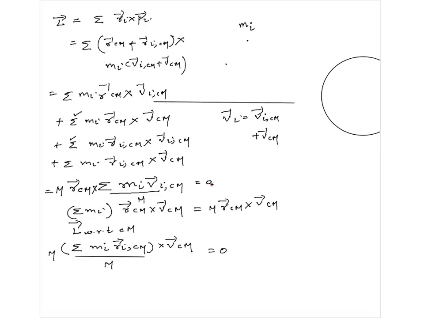So we are left with only two fellows. One fellow is showing us the translational behavior, which is M RCM cross VCM, and the other fellow is telling us the rotational, which is this, with respect to CM. Very important to note that.